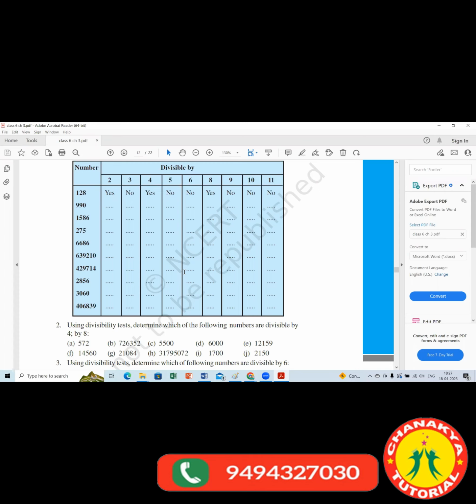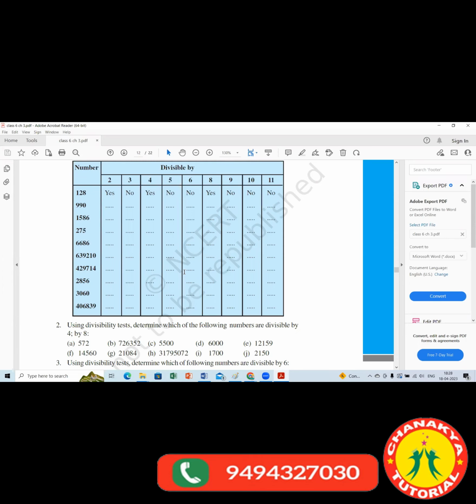Rule 3. Yes, ma'am. Rule 3 means the sum of all the digits. What is the sum of 1 plus 5 plus 8 plus 6? 20. Ma'am, it's 20. Is it divisible by 3? No, ma'am, it's not divisible by 3. Very good.